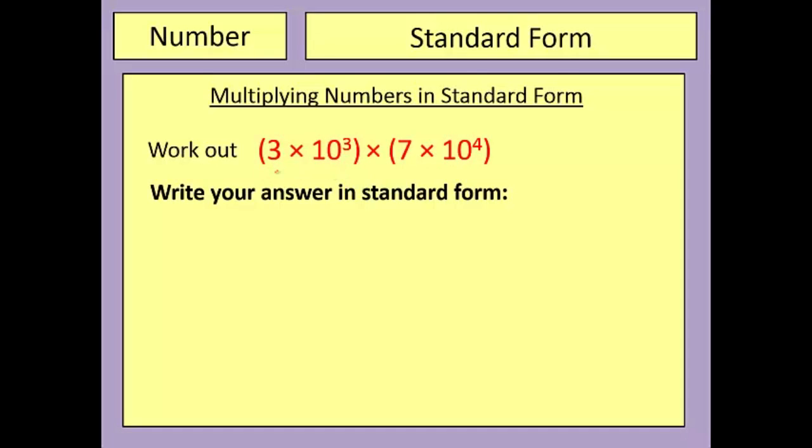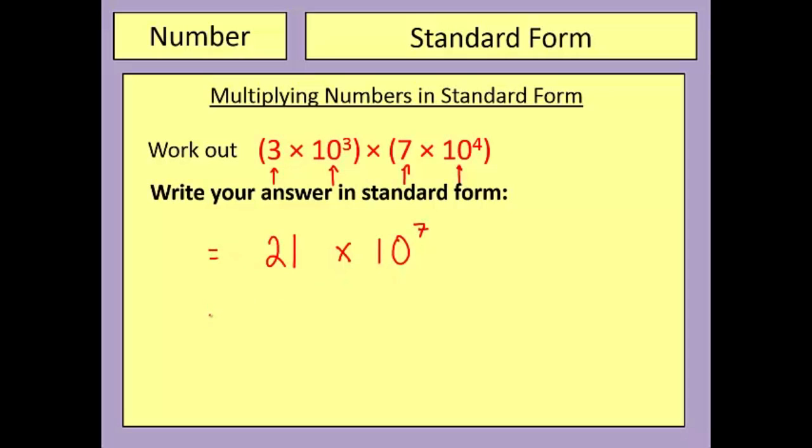When I'm faced with a question like this, the first thing I do is look at the numbers at the front, the 3 and the 7, and I multiply those together. So that's 3 times 7, 21. Then I look at the powers, so I've got 10 to the 3 multiplied by 10 to the 4. And when you multiply numbers that are powers of 10 like this together, that's the same as adding the powers. So 10 to the 3 multiplied by 10 to the 4 is 10 to the 7, because 3 plus 4 is 7.